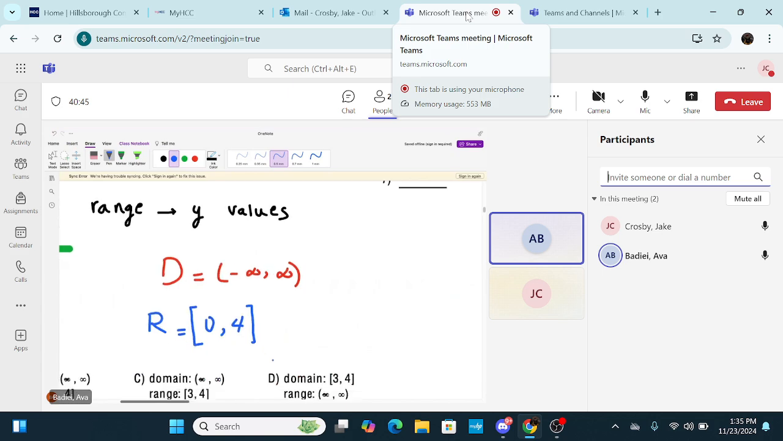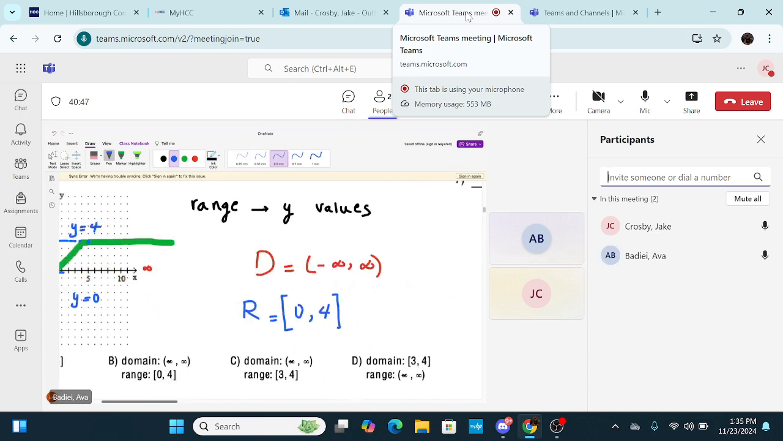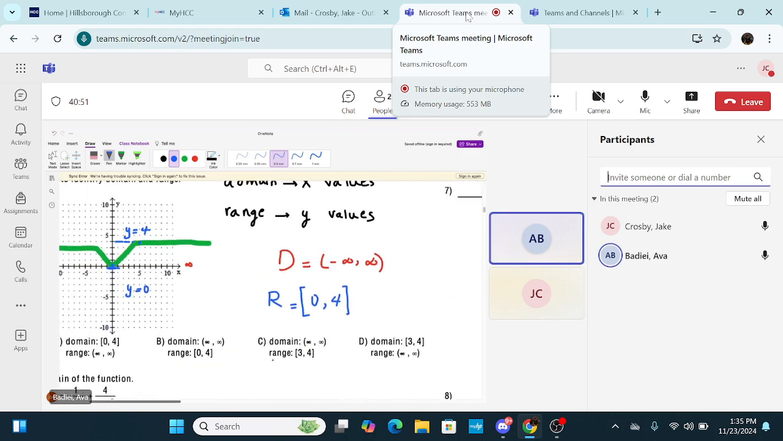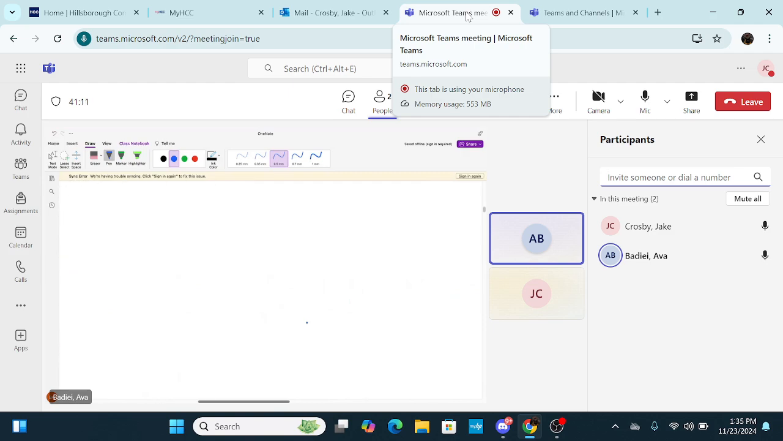Will there always be a range of 0? No, it can be very different. Domain and range both can be different depending on what type of graph they give you. This graph didn't have any gaps, so that's how it looks. But let's say this choice is going to be B. So this is what we have now. But let's see if we have a graph like this.